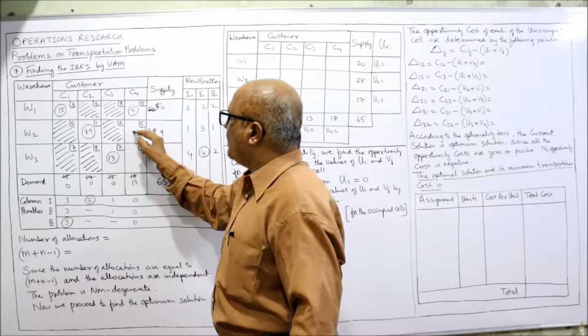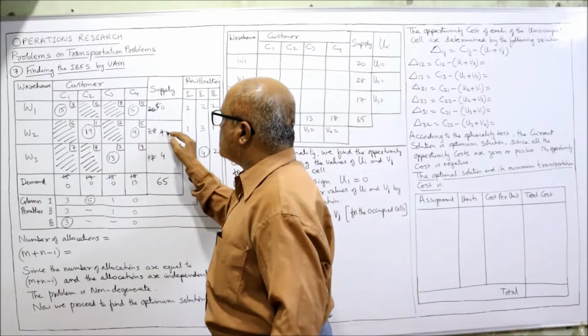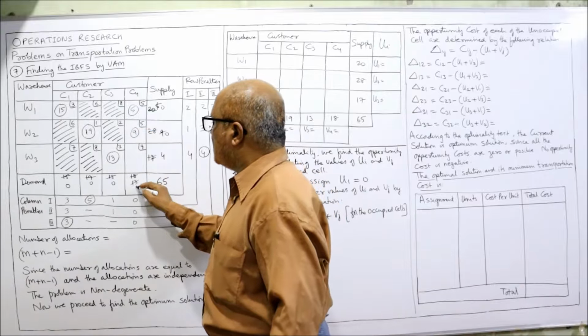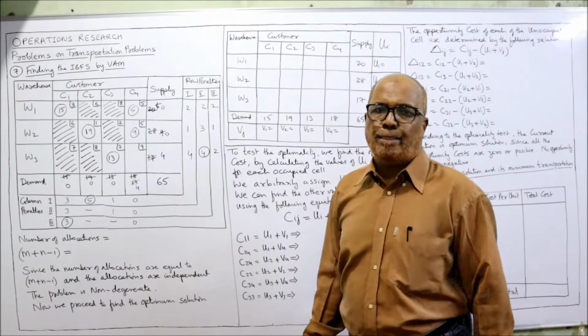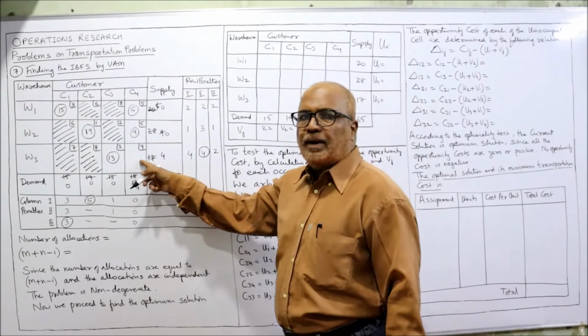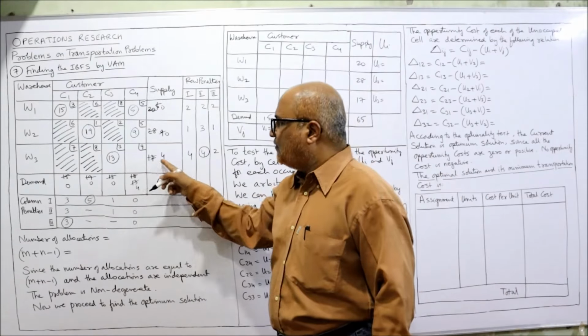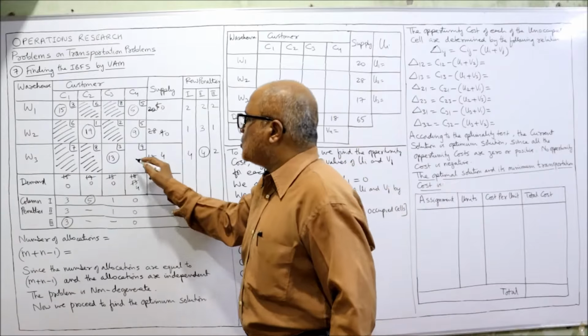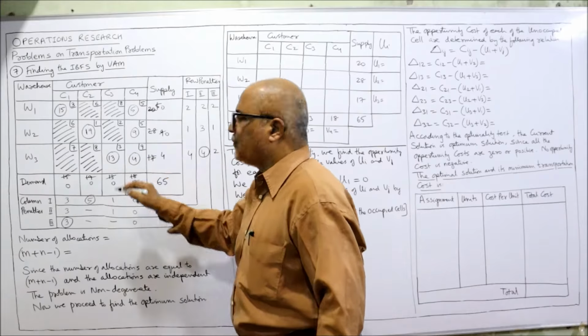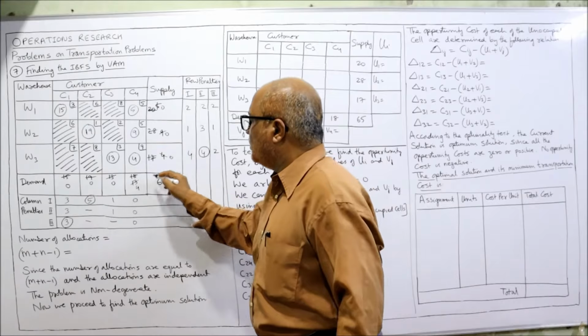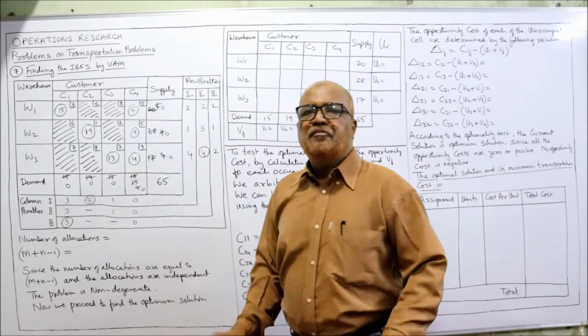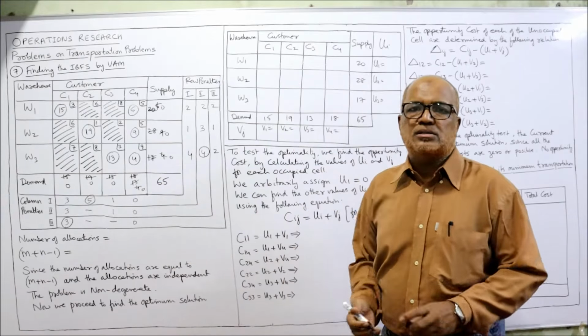So I will allocate 9 here. So 9 minus 9, 0. 13 minus 9 remains 4. Only one unoccupied cell is left. Row total 4, column total 4. So here I have taken 4. So 4 minus 4, 0. Here 4 minus 4, 0. We have made all allocations.